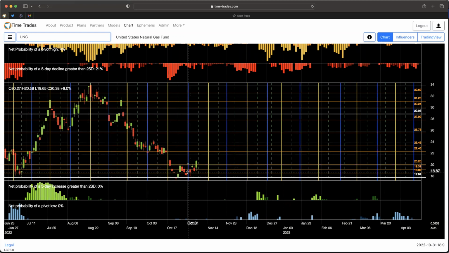We just crossed a Gann wave blue, and with a few other fundamental changes, like winter heating season approaching, as well as the Freeport LNG export plant restarting in November, we're starting to see that impact on price, as we saw a big green bar on Friday. And it looks like, from the Time Trades standpoint, the next major pivot high is November 26th.